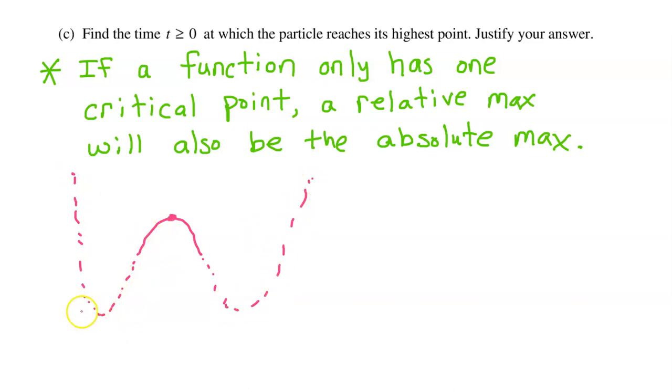Because if the function did bend back around, guess what? We would have another critical point. If there are no other critical points, there are no other bends in the graph. So a relative max will definitely be the absolute max as well.